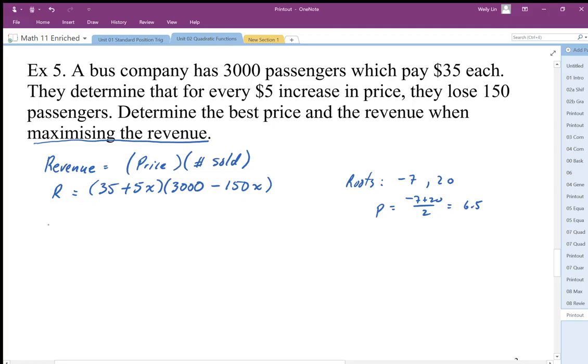The best price is going to be 35 plus 5 times 6.5, since we solved for x as 6.5. That's my x value at the max. Working out the price, 5 times 6.5 is 32.5, so it's going to be $67.5. Okay, so that's going to be the best price.